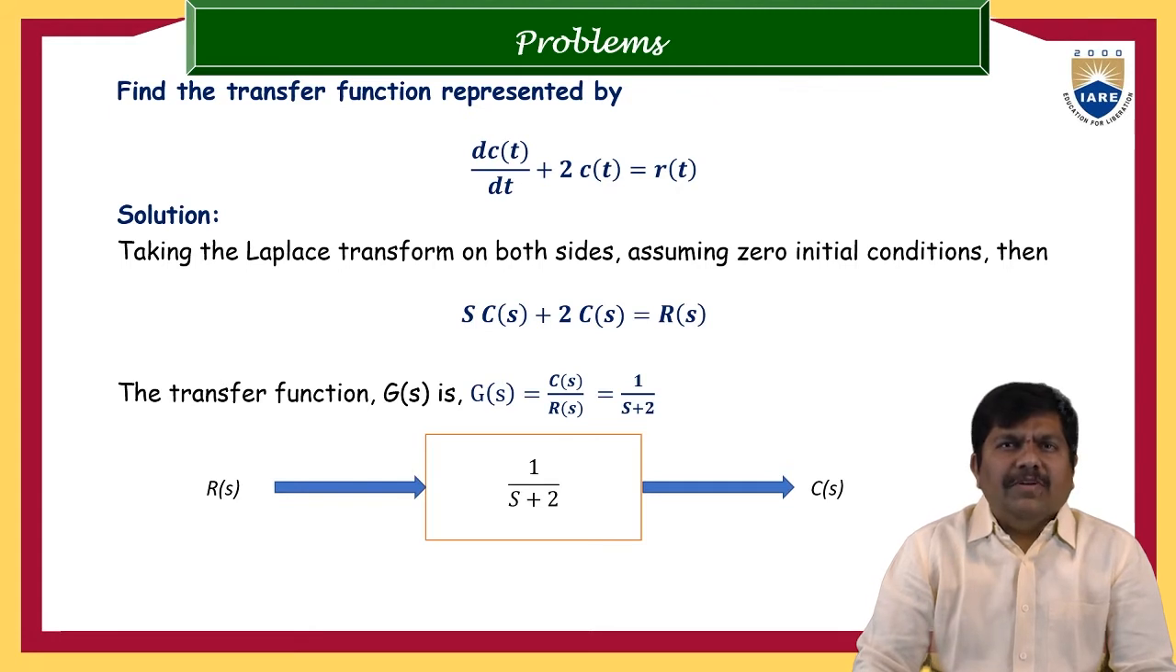Now the output is c(t) and the input is r(t), meaning these two signals are varying with respect to time. Because of that, c depends on t, so c(t) is given for the output, and r depends on time, that is, the input is a function of time. That's why the input is represented as r(t).